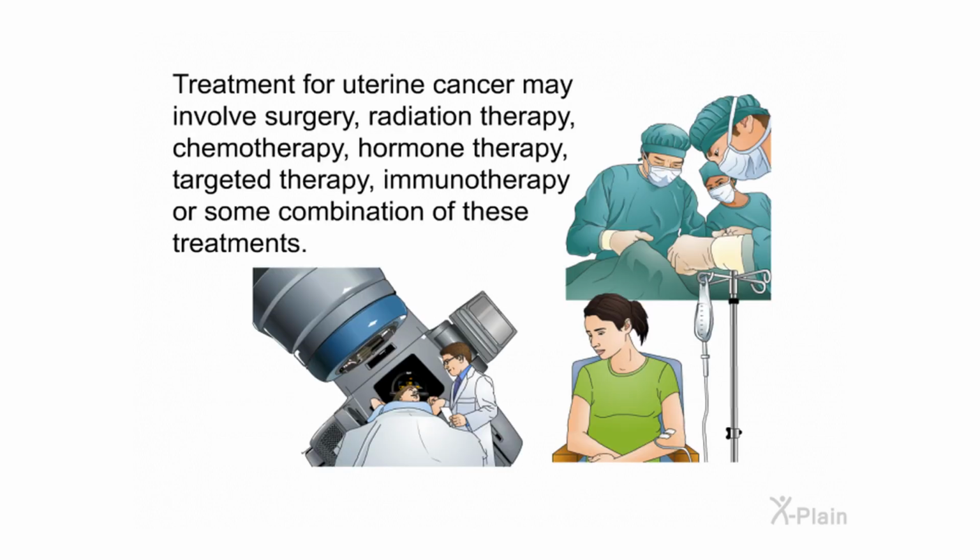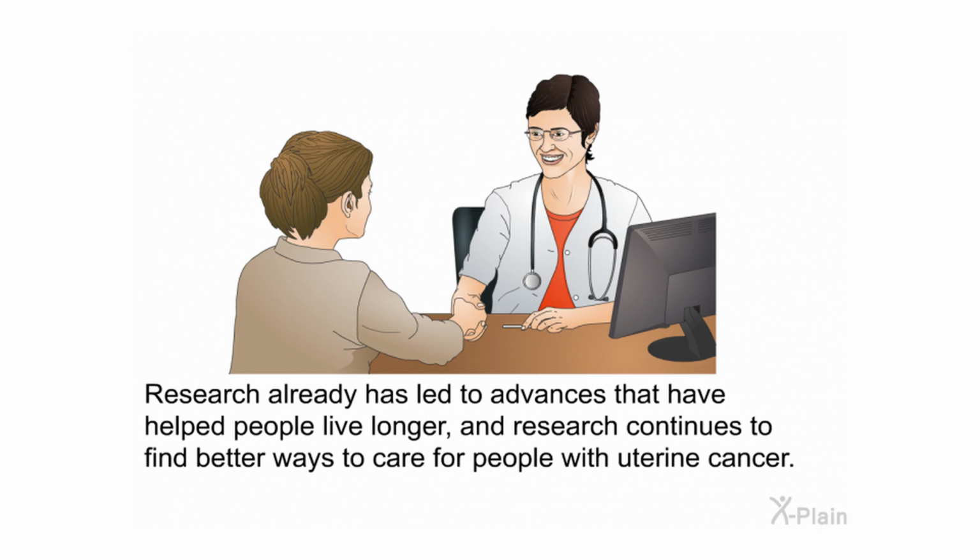Treatment for uterine cancer may involve surgery, radiation therapy, chemotherapy, hormone therapy, targeted therapy, immunotherapy, or some combination of these treatments. Research already has led to advances that have helped people live longer, and research continues to find better ways to care for people with uterine cancer.